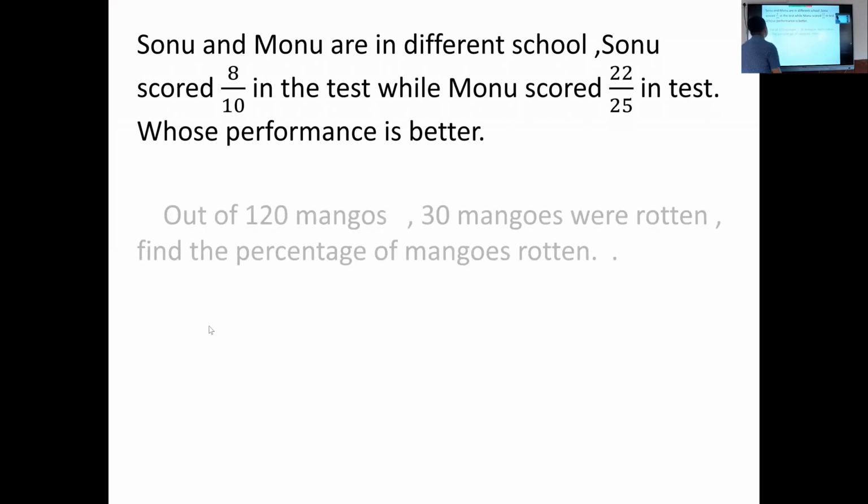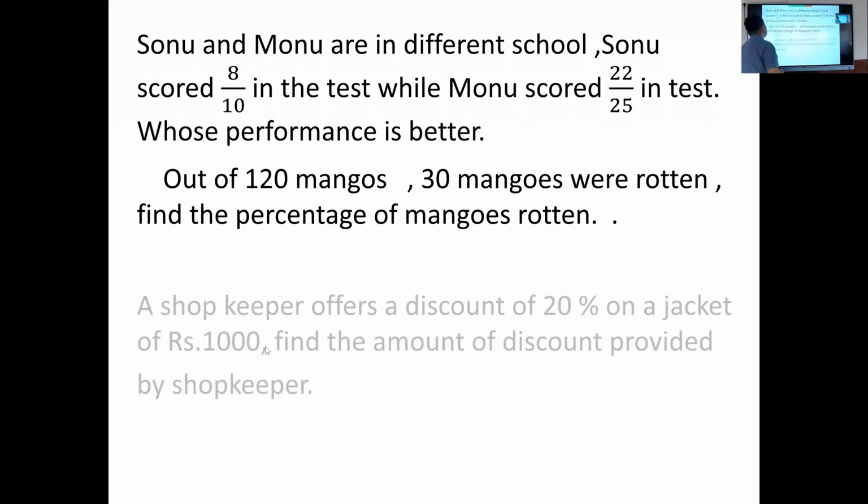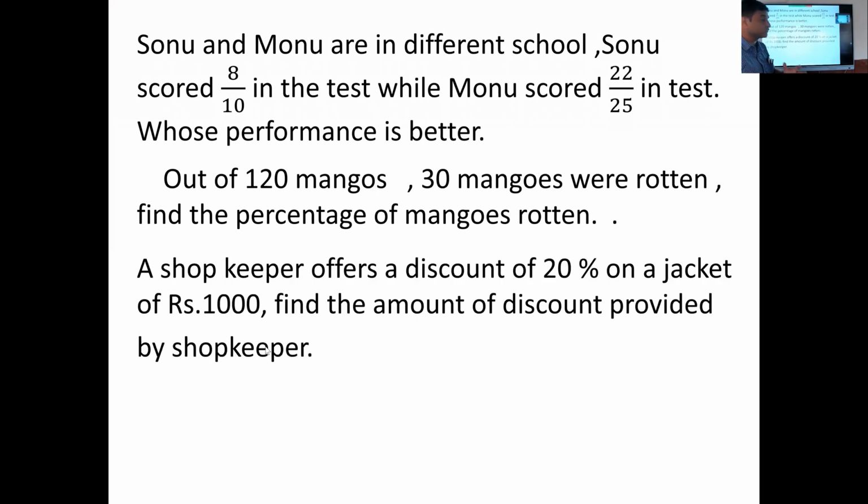Then we'll see one more problem, that there are 120 mangoes, out of which 30 mangoes were rotten. What is the percentage of the mangoes rotten? Then a shopkeeper offers a discount of 20% on a jacket of ₹1000. Find the amount of discount provided by the shopkeeper. Now, many times you go to the supermarket or to a shop, you see that the shopkeeper gives a discount on some items. And this discount is given in percentage. And what does this percentage actually mean?